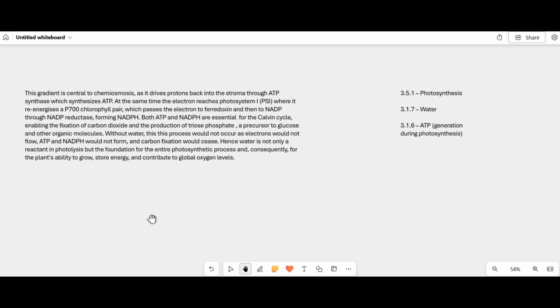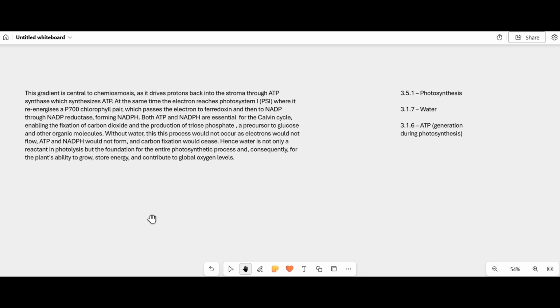Cool, this is paragraph 4. Again, in the plan I wrote down ATP and NADPH production. That's part of photosynthesis, and you can go into this in a deeper way as well. If you look at ATP and NADPH production, you can start talking about that. So this gradient refers to the previous paragraph, where we talked about the proton gradient. It's central to chemiosmosis, as it drives protons back into the stroma through ATP synthase, which resynthesizes ATP.